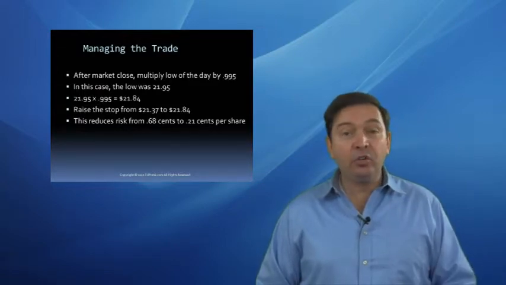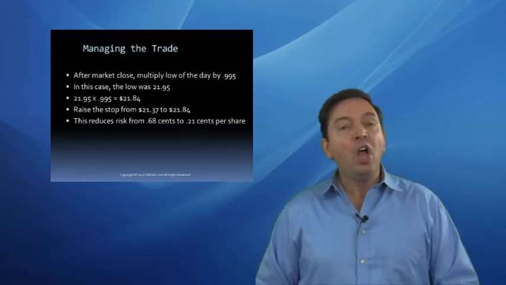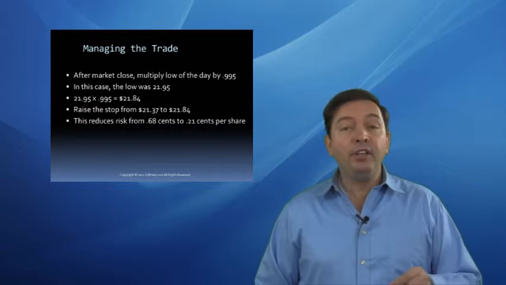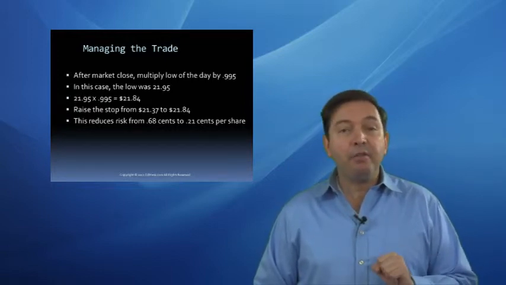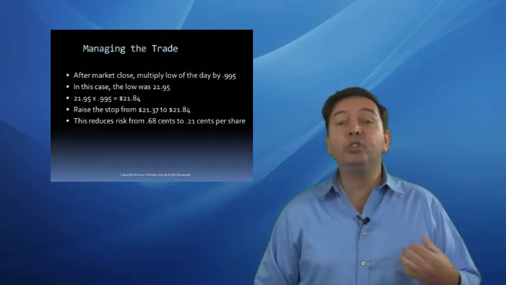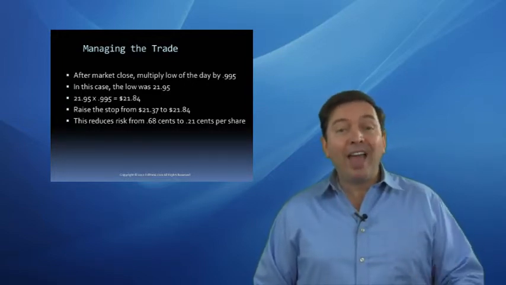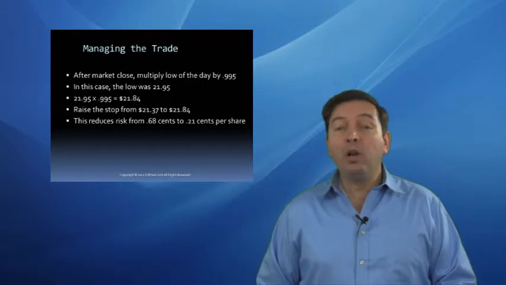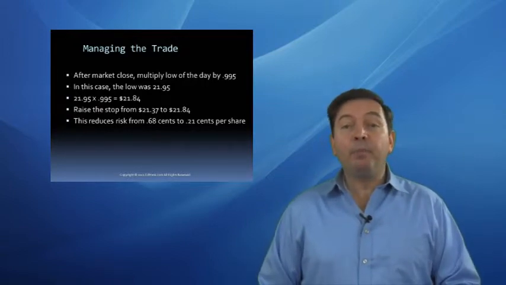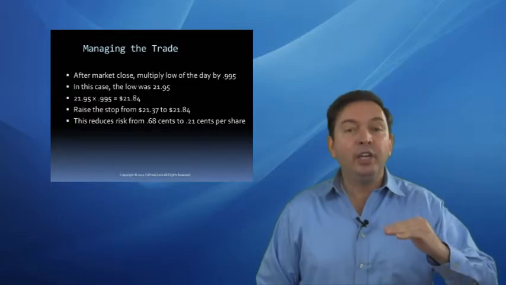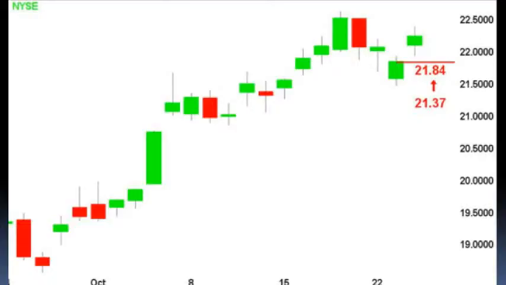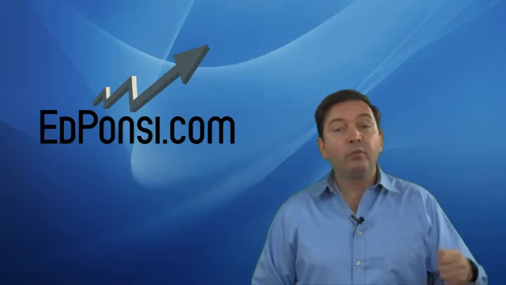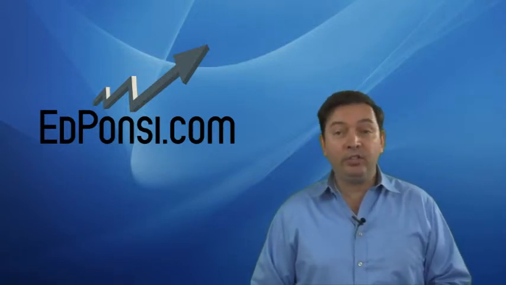So if the stop is hit during the first day, well, the trade's over. But let's assume that doesn't happen. After the market close, multiply the low of the day by 0.995. In this case, the low of the day was 21.95. We multiply that by 0.995, we get 21.84. Now, because 21.84 is higher than the previous stop of 21.37, we can move it up. We move the stop up to 21.84. What have we just done? We've just reduced the risk on the trade from 68 cents per share down to 21 cents per share.